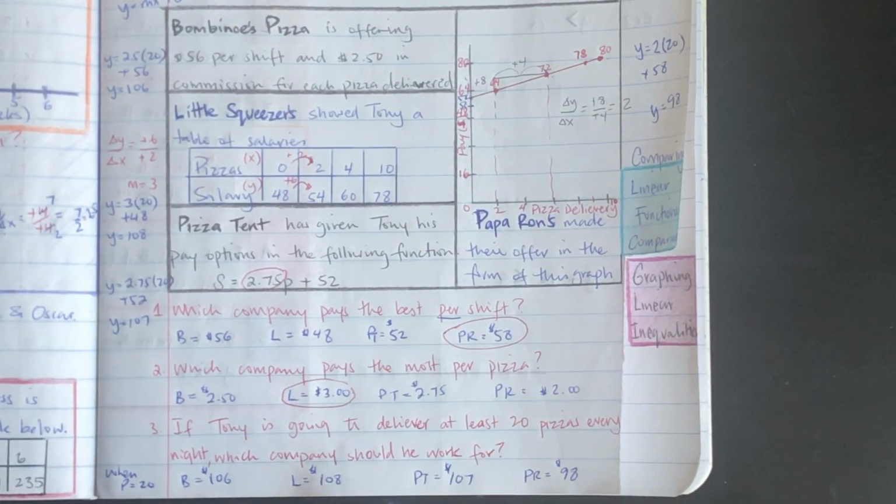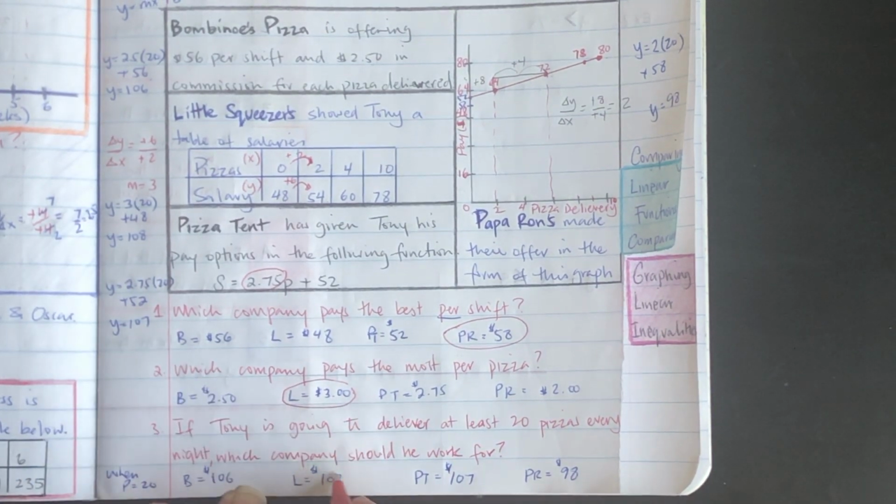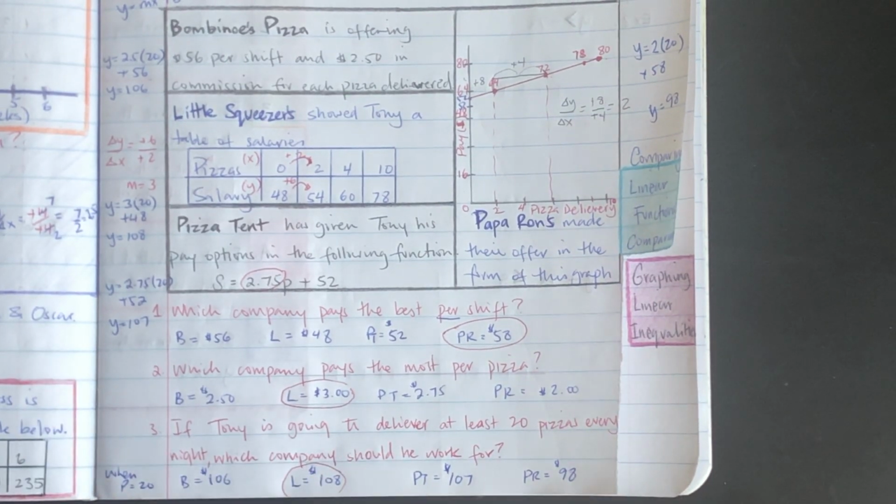So the question is, if Tony is going to deliver 20 pizzas, which company should he work for? He should work for Little Squeezy's, because he's going to get the most money from that. Okay, that's pretty much it. So they just ask you to compare.